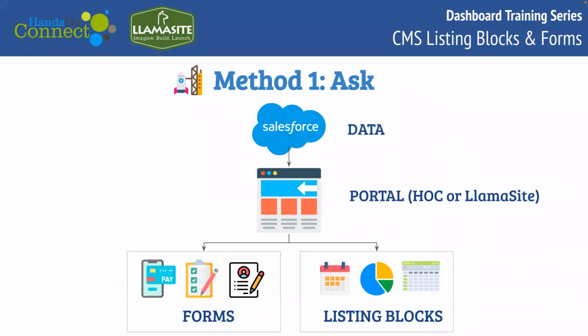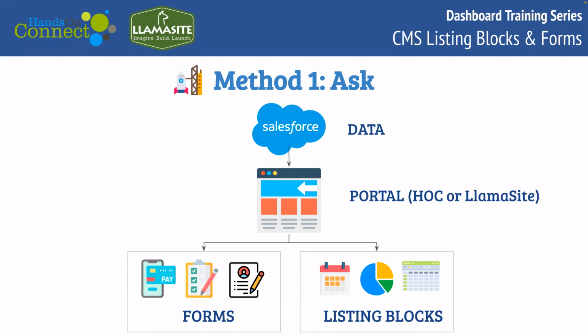Okay, and I know that if you've been to the previous webinars, I spent very little time on the slides, but here I'm spending a little bit more time because I'm trying to show some distinctions. So let's look at the first method, the ask method. Basically you have a form, you have a listing block, maybe you have a couple of forms and a couple of listing blocks, and then you also have HandsOn Connect or LlamaSite. What that allows you to do is to use the portal to pull data from Salesforce. So it's a pretty simple method.